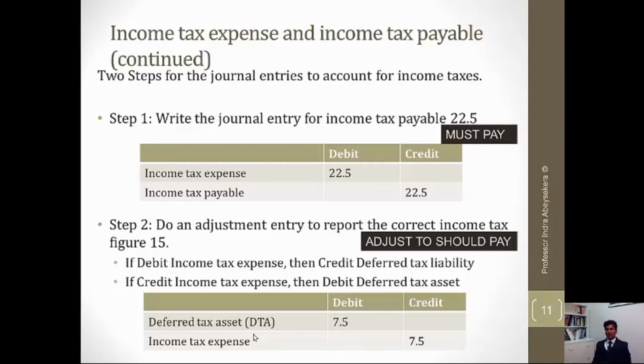So here are the two steps in writing journal entries. First, write the journal entry for the income tax payable, for the must pay. Credit income tax payable, debit income tax expense. Step 2. Do an adjustment entry to report the correct income tax figure. In this instance, there's more income tax expense from step 1, so we decrease income tax expense. 7.5 credit, and then we debit a new account, deferred tax asset.